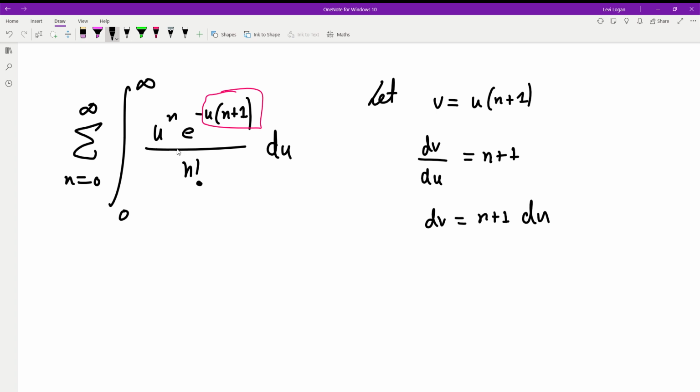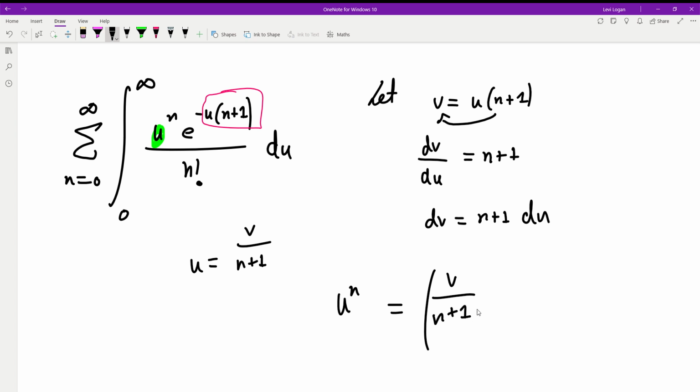So that means I can rewrite this term here, u to the n. I know u is equal to v on n plus 1, so I can rewrite u to the n as v on n plus 1, all to the power of n. So that will just be v to the n on (n plus 1) to the power of n, and I'll leave it like that. So let's apply this substitution now.